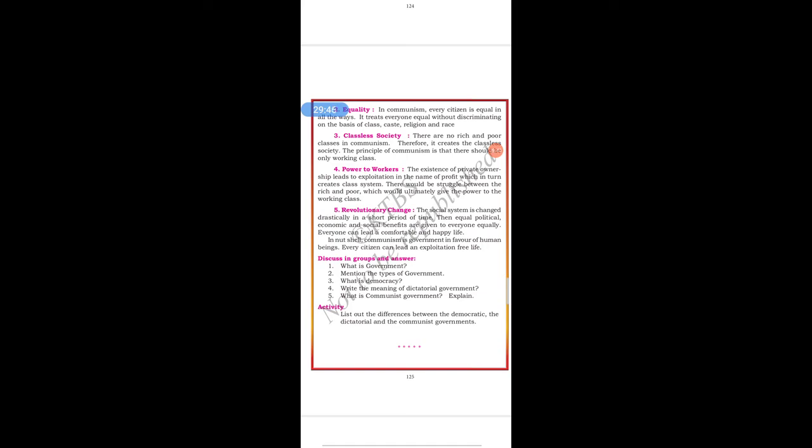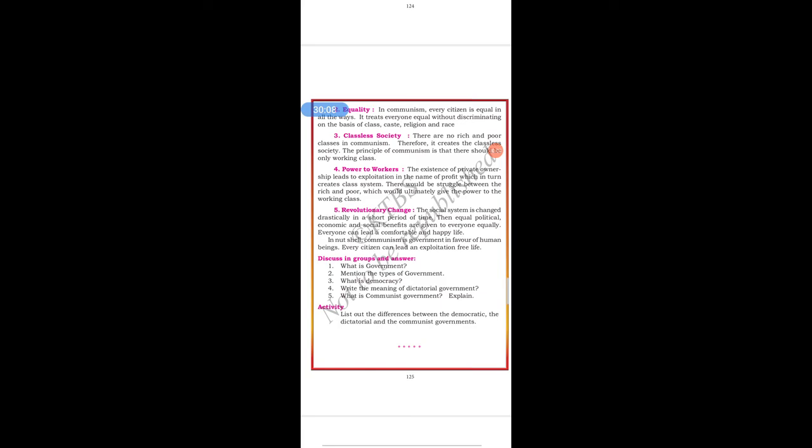Next we have the revolutionary change. Students, the social system is changed drastically in a short period of time. Then equal political, economic and social benefits are given to everyone equally. Everyone can lead a comfortable and happy life. In a nutshell, communism is a government in favor of human beings. Every citizen can lead an exploitation-free life.